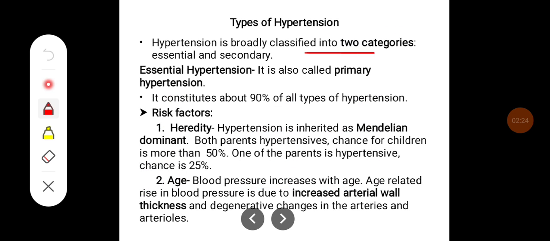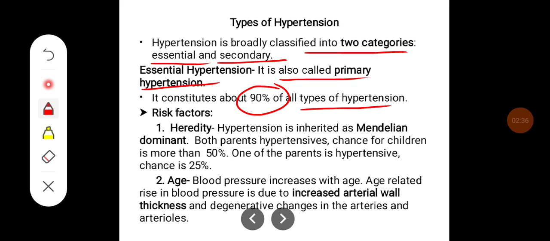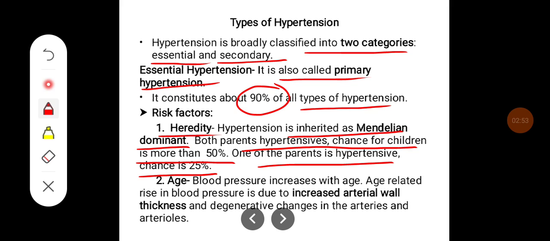Hypertension is broadly classified in two categories: essential and secondary hypertension. Essential hypertension is also called primary hypertension. This constitutes about 90% of all hypertensions. The risk factors for hypertension are the hereditary. Hypertension is inherited as a Mendelian dominant. If both the parents are hypertensive, chance for children is more than 50%. If one of the parents is hypertensive, then chance is 25%.